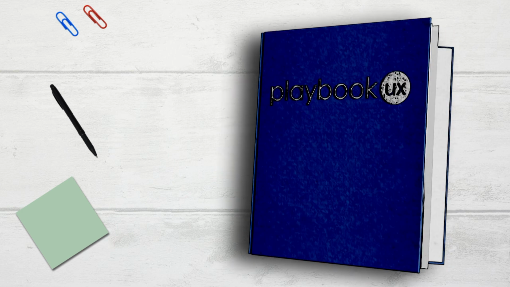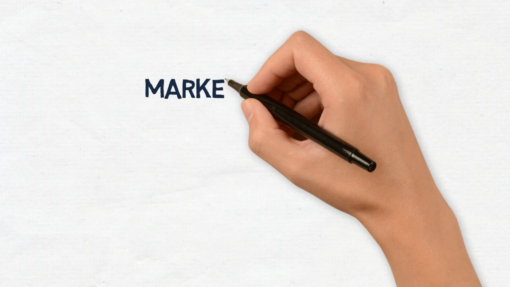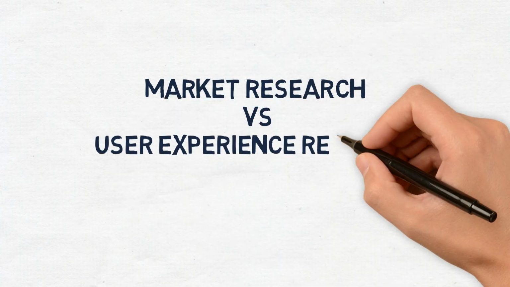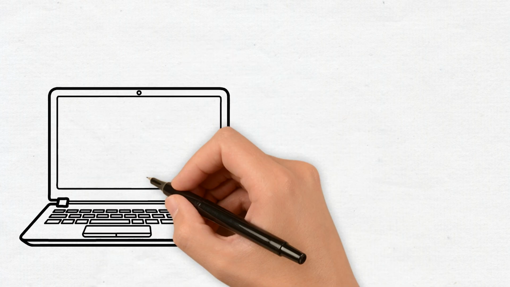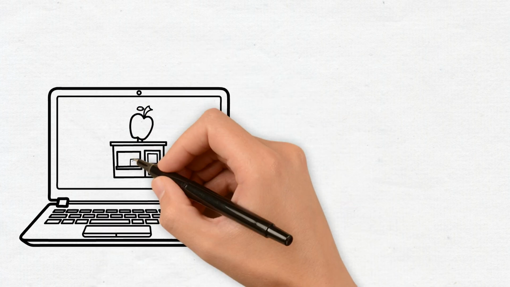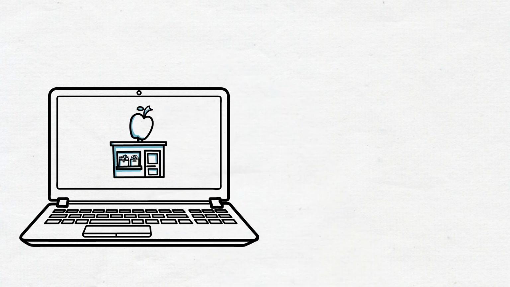In this video, we are going to be talking about the difference between market research and UX research. Both types of research are complementary and meant to inform one another. Let's walk through an example of how they work together. Pretend you have a great idea to create a service that delivers groceries to your front door.